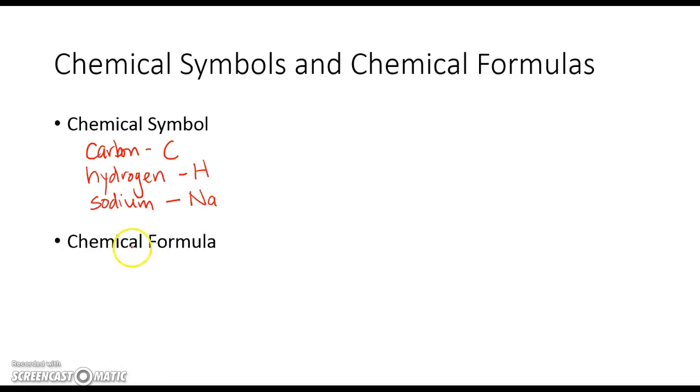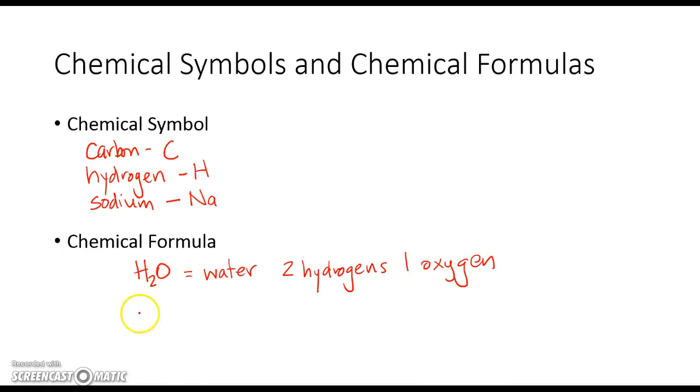A chemical formula, on the other hand, is a description of how a substance is put together with the different elements. For example, the one we most commonly know is H2O. We know that this is water, and our chemical formula tells us that there are two hydrogens and one oxygen. We're going to walk through exactly how I know that by looking at this chemical formula.